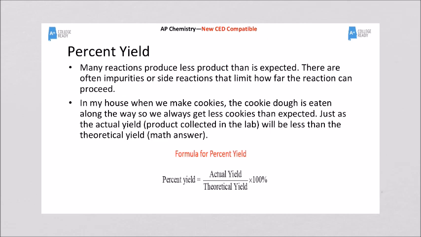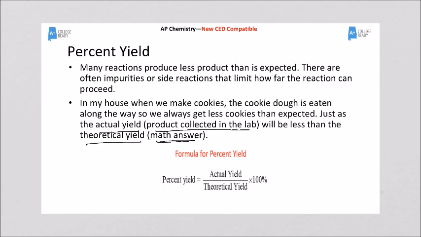So I love this analogy. In my house, when we make cookies, the cookie dough is eaten along the way, so we always get fewer cookies than expected. That is a great way to remember what's going on here. Our actual yield is the cookies we actually bake, and that's the product we collect in the lab. And our theoretical yield is what the recipe says we should end up with, but of course we eat the cookie dough, so we don't. This is going to be the answer to our math problem.